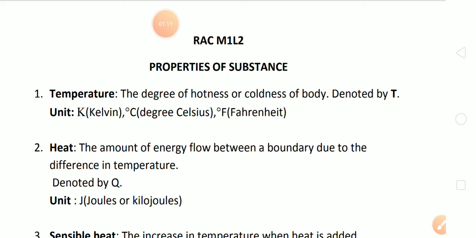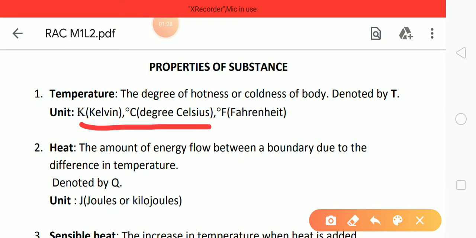First thing is temperature. So what is temperature? Temperature is the degree of hotness or coldness of a body. It is usually denoted by T, and the units of temperature are Kelvin, degree Celsius or degree Fahrenheit. These are the three units.